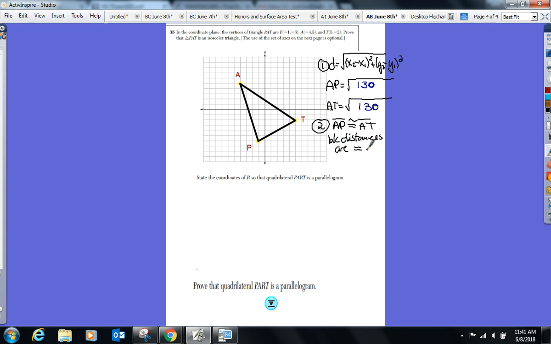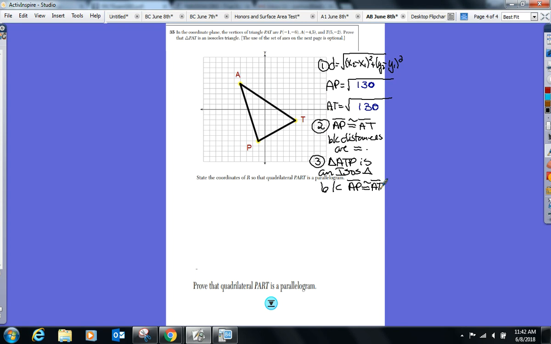Making what now? Making ATP an isosceles triangle because? How do I know it's isosceles? Two sides are equal. AP, yep. Two sides are congruent, AP to AT. A lot of different ways you could express your idea there.